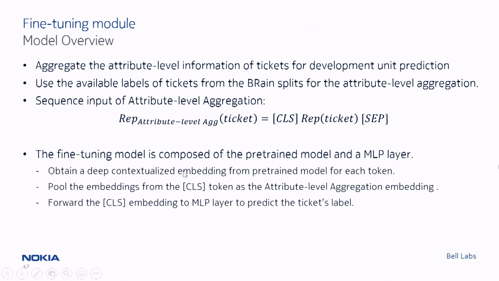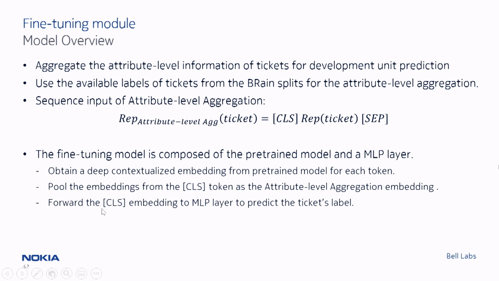The fine-tuning model is composed of the pre-trained model and the multi-layer perceptron. We obtain deep contextualized embeddings from the pre-trained model for each token, and we pull the embedding from the CLS token. This is similar to the spam detection, for example. Finally, we forward the CLS embedding to the multi-layer perceptron to predict the ticket's label. So the attribute-level aggregation, or the fine-tuning module, is composed of the pre-trained model and a multi-layer perceptron.